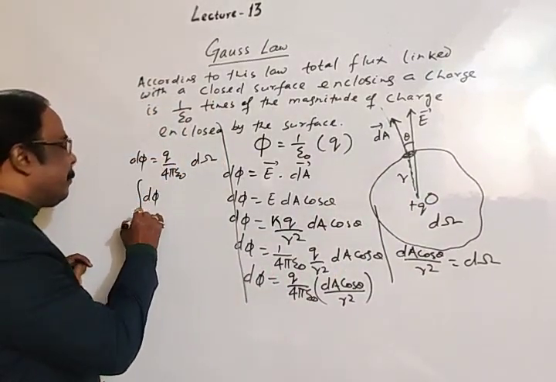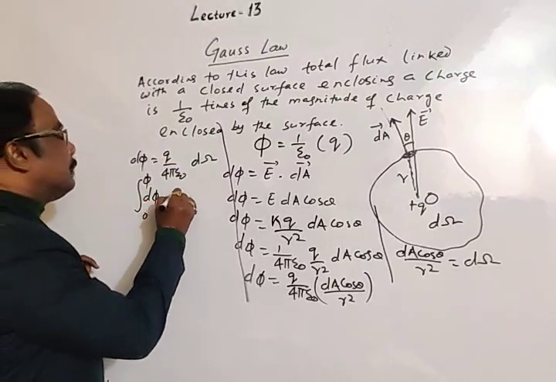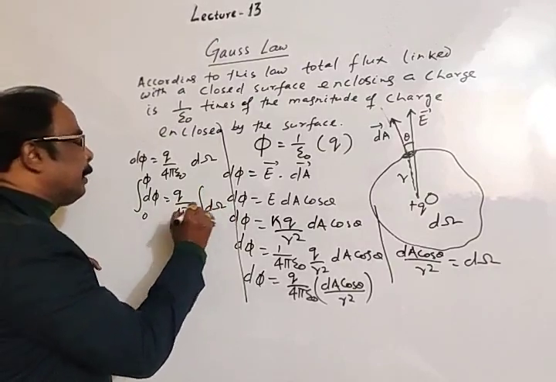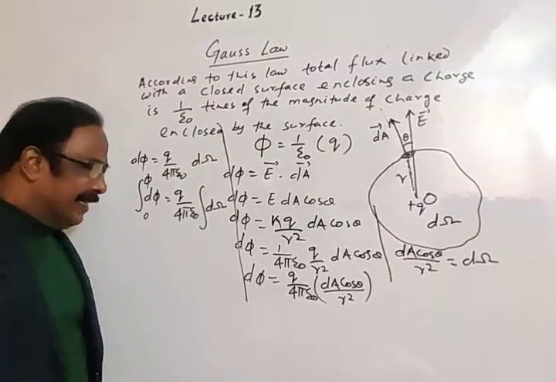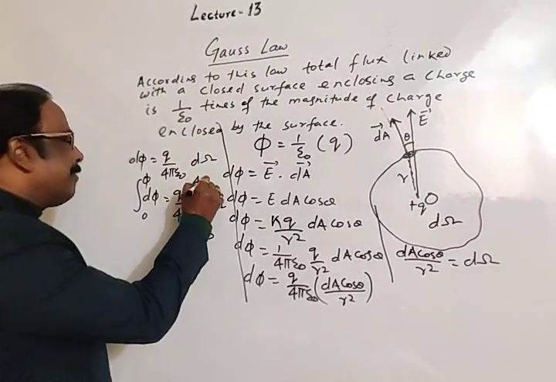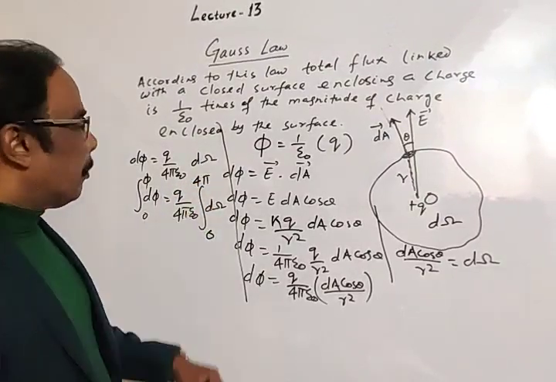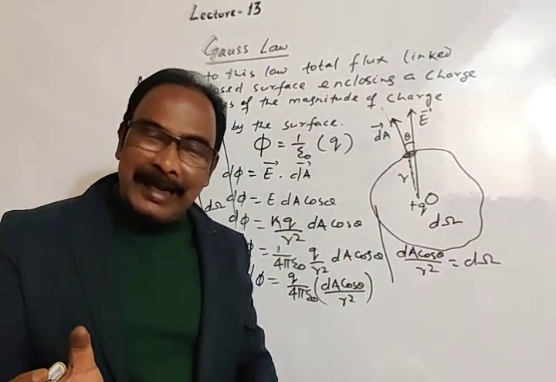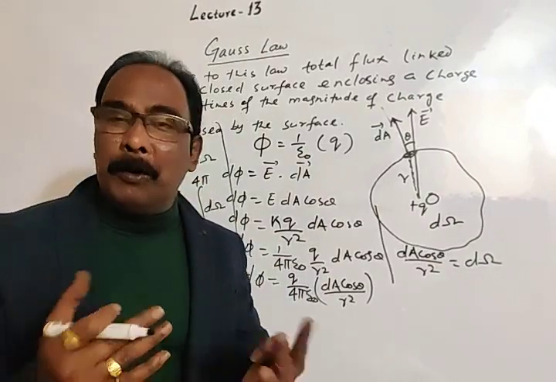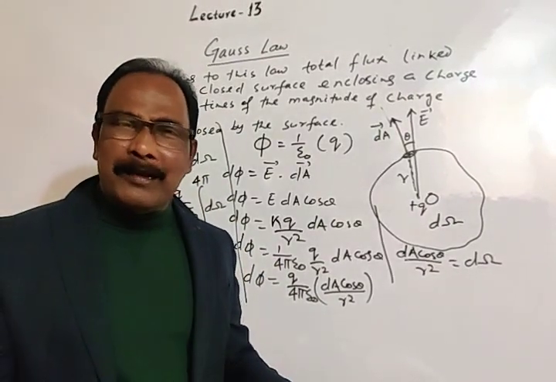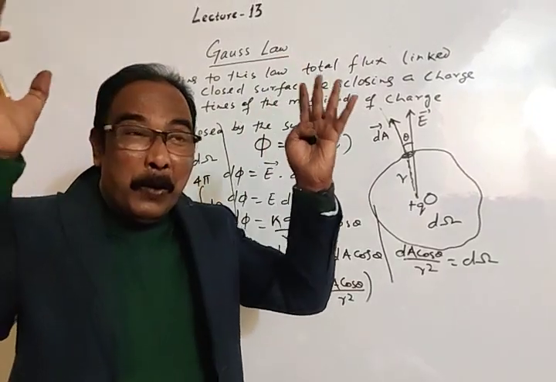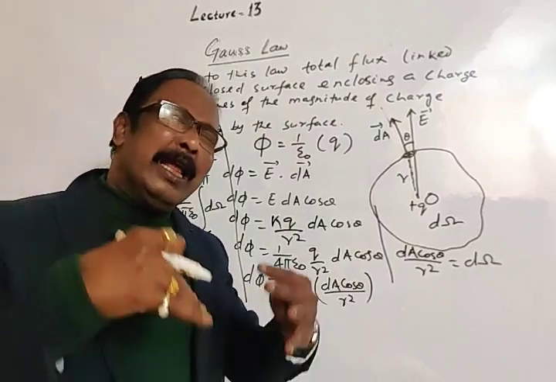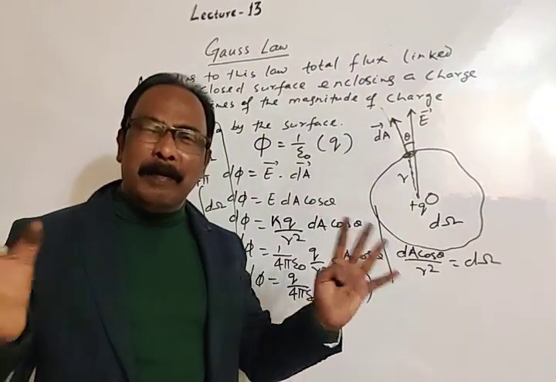Integration of d phi from 0 to phi. Phi is total flux. Then q divided by 4 pi epsilon naught, integration of d omega. Then what will be the limit? From 0 to 4 pi. And as we have discussed, any closed surface subtends an angle 4 pi, similar to that of a sphere.